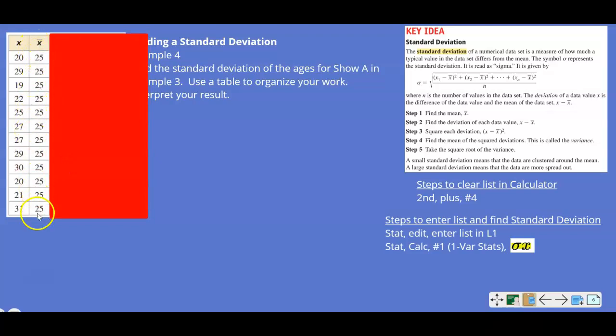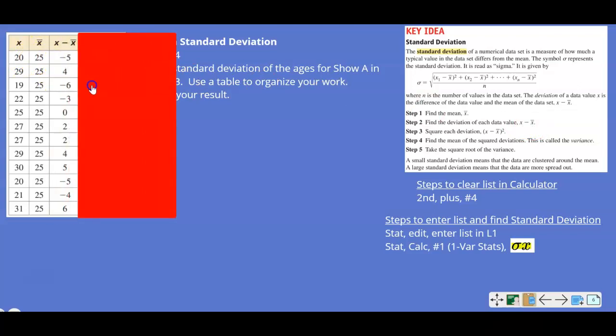I've run ahead and copied this in the table as well. So now you have each number in the data set, and you have the mean, which is the same for every one of them. Step 2, find the deviation of each data value, so x minus the mean. Here we go, 20 minus 25 is going to be negative 5. And then 29 minus 25 is 4, and you can see this column is the difference between your value and the mean. So that is step 2.